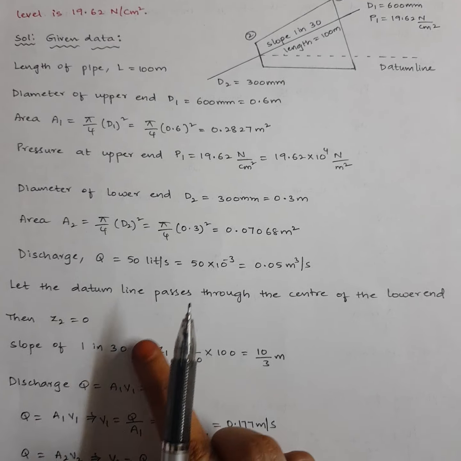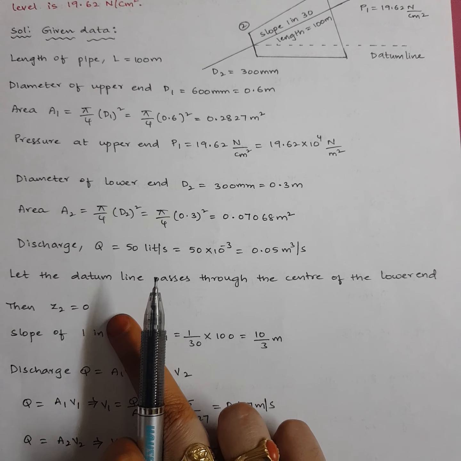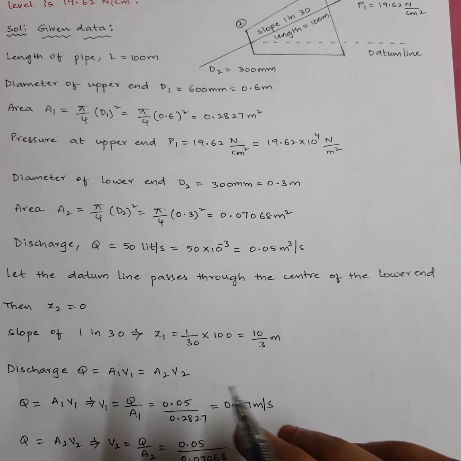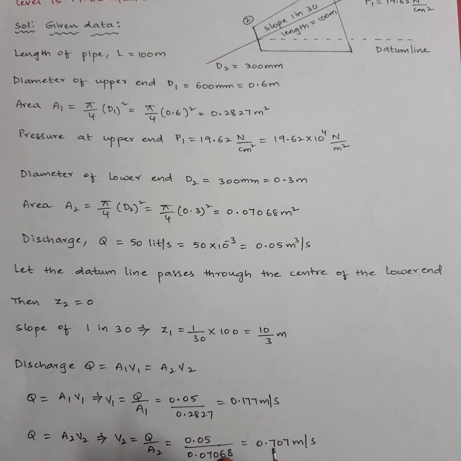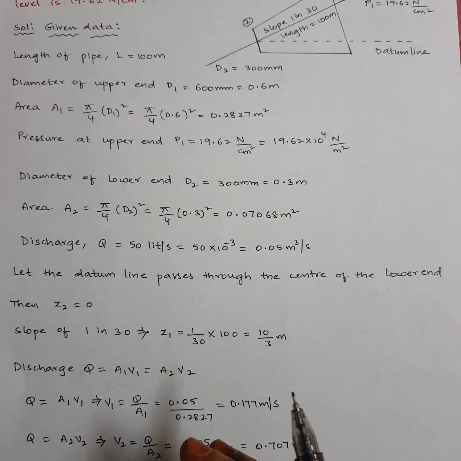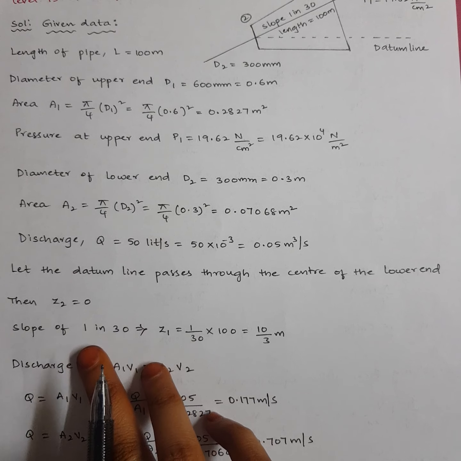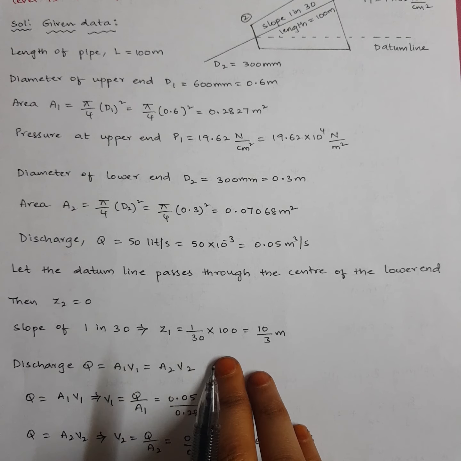Now as I've told you, let's consider the datum line is passing through the lower end itself, so that Z2 will become 0. Why? Because I'm considering all the upper ends to be 1s and all the lower ends to be 2s. So when the lower end itself is a datum, then there is no question of Z2, correct? So Z2 became 0. Slope of 1 in 30, which means Z1 will be 1 by 30 into 100 meters.